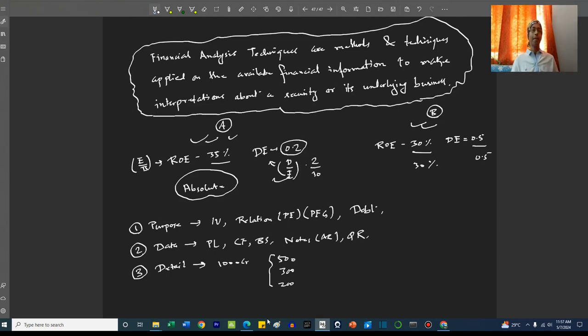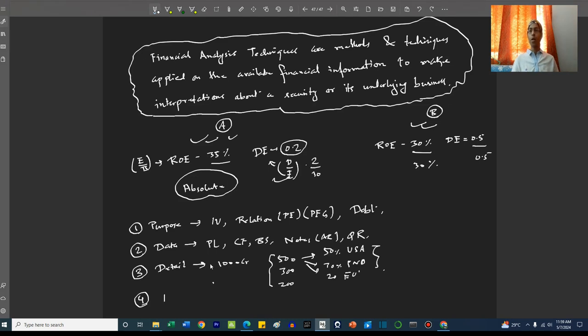Then we can also say that out of this 500, 50% comes from USA, 30% comes from India, 20% comes from Europe. That is another level of detailing. That is, we are going on adding the details. Now it depends on whether the data is available or not also. There are limitations to this also, right?